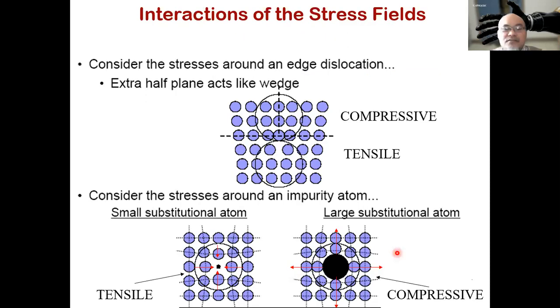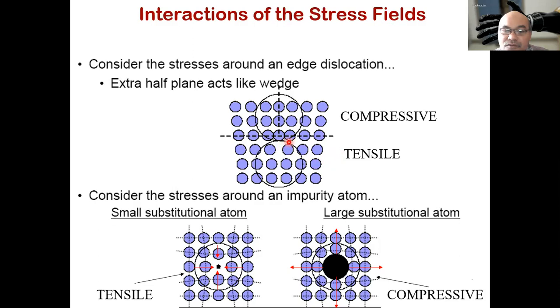So this is the illustration of the interaction of the stress field. Consider the stresses around an edge dislocation. Yeah, the extra half plane acts like a wedge. So above is compressive because it is being compressed. Below is where there is a vacancy here in the plane, an area of distortion, area of dislocation or area of defect. It will have a tensile stress.